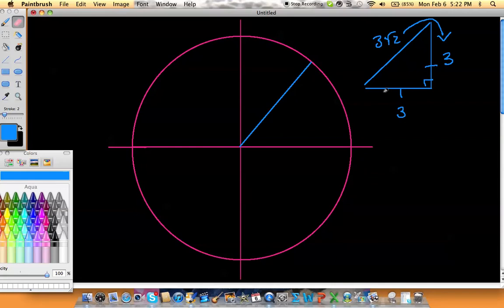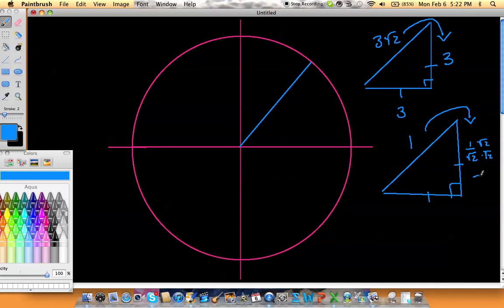However, if I were to make a triangle where this was 1, then I have to divide by the square root of 2 to get 1 divided by the square root of 2, and we would rationalize that, and it would be root 2 over 2. And so this would be root 2 over 2.